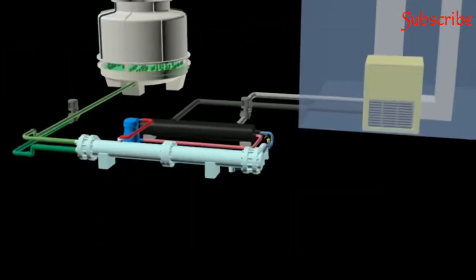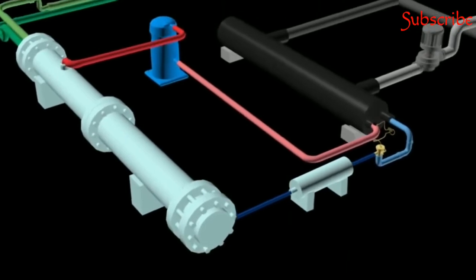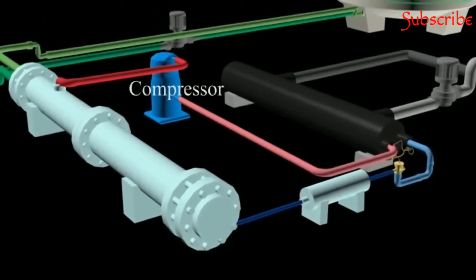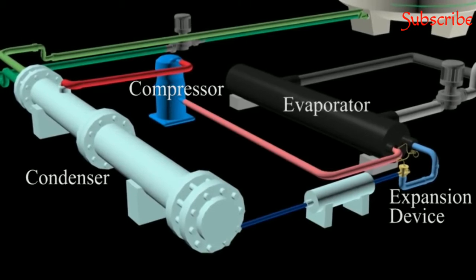Refrigerant cycle. Refrigerant cycle consists of four basic components, which are compressor, condenser, expansion device and evaporator. An additional component called filter dryer is also included in the system.